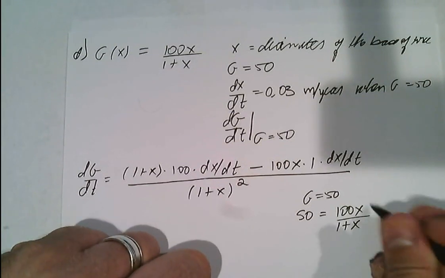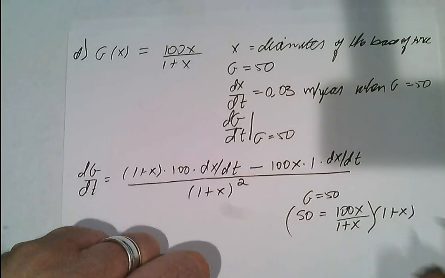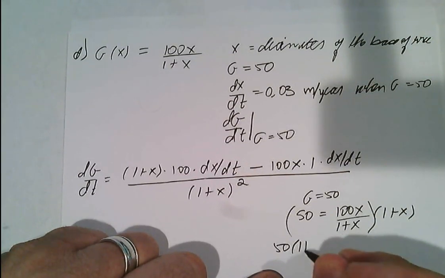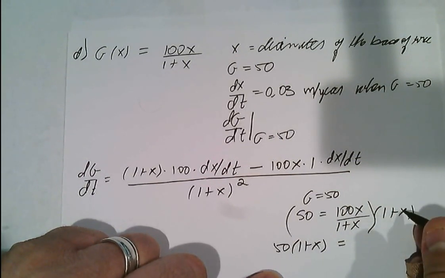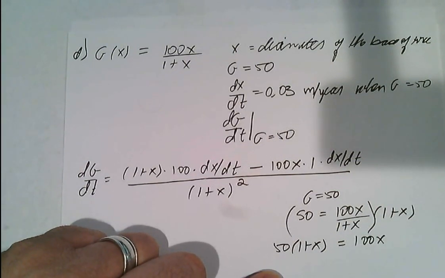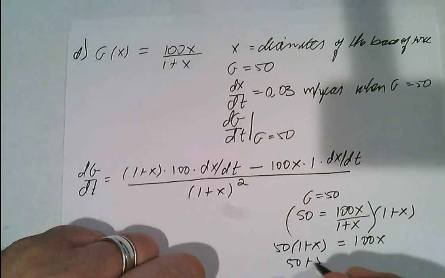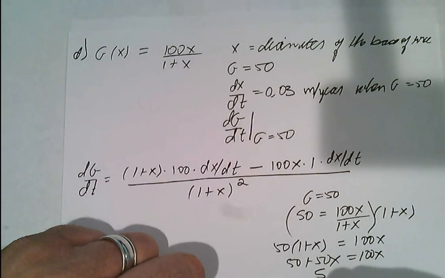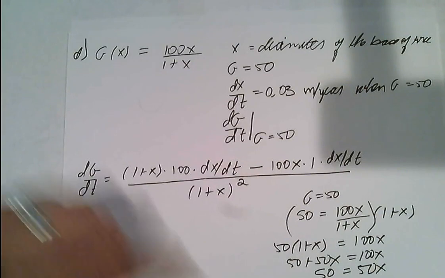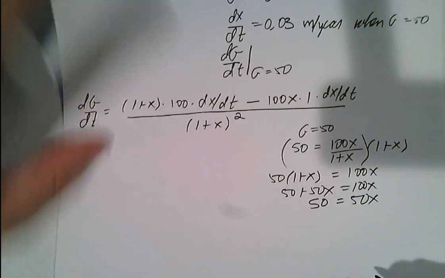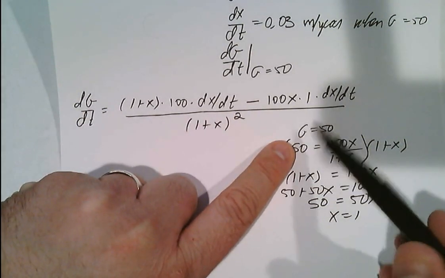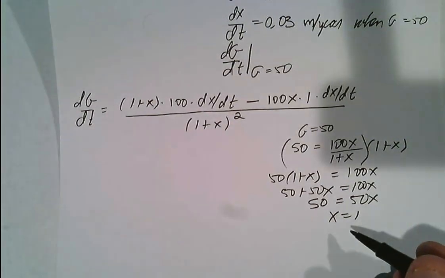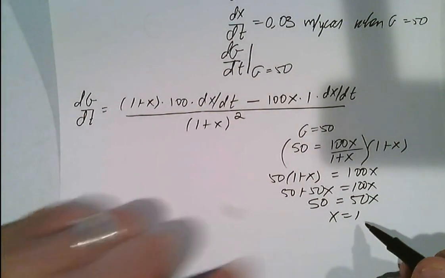I can do a little bit of algebra here. I can multiply both sides by 1 plus x. That gives me 50 times 1 plus x on the left. On the right, the 1 plus x and the 1 plus x cancel out, and that leaves me 100x. Distributing the 50, we get 50 plus 50x equals 100x. Subtracting 50x from both sides, we get 50 equals 50x. And so that means that x has to be equal to 1. So when you want to know about when the height is equal to 50, that means that the diameter of the base is equal to 1.